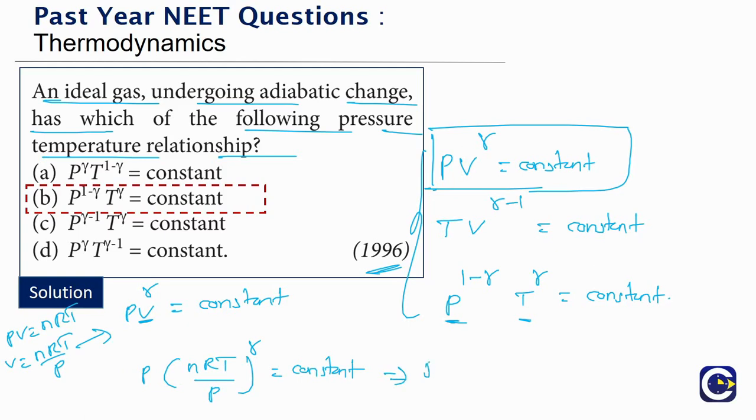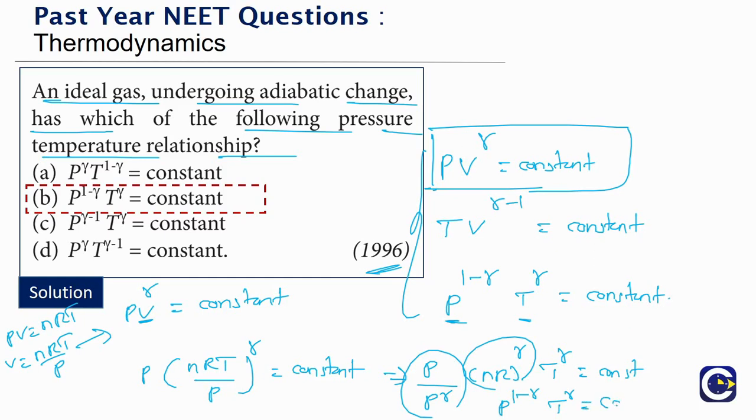Means P by P power gamma, nR power gamma into T power gamma will be constant. So this is P power 1 minus gamma. This is T power gamma. nR is anyway a constant for a given amount of gas, so we will take it to the right side. That will become a new constant. So what is the relation? P power 1 minus gamma into T power gamma will be constant. Like this, we should be able to derive the result.